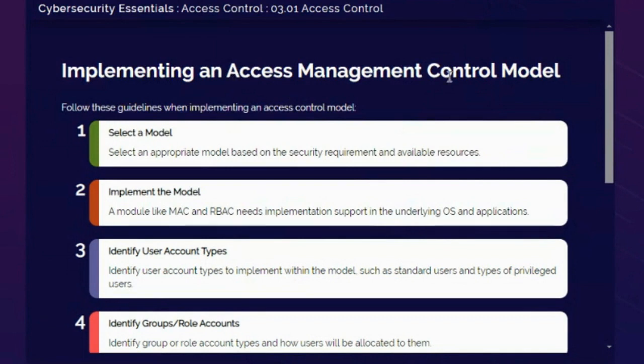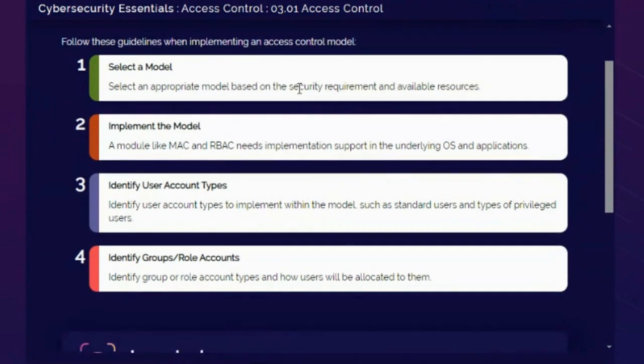Implementing an access management control model. Follow these guidelines. First, select which model is appropriate. What do I need to do here? Implement the model, like MAC or RBAC, which needs implementation support in the operating system. You may have to change some system settings for that to work. Identify user account types. What all types do I need?